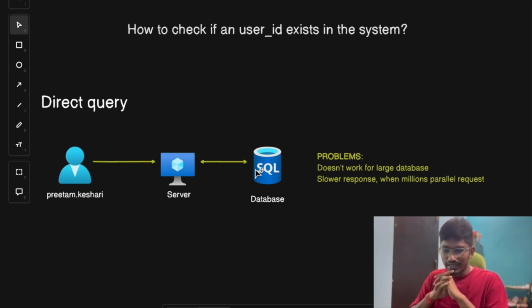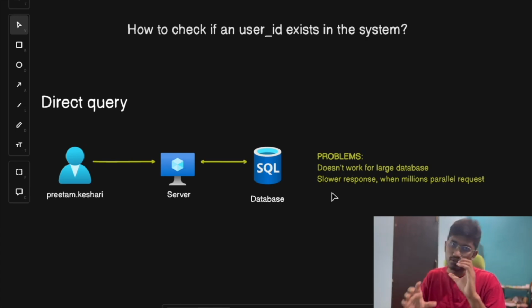And if millions of people are searching for usernames at the same time and you put a lot of pressure on the database, then it will obviously break down. The system will break down, and the performance will be drastically reduced. So you get very slow response times, or the system can crash under too much load. These are the problems we face in this pretty straightforward approach. It won't work for a larger database, and responses are slow when millions of parallel requests are being made.